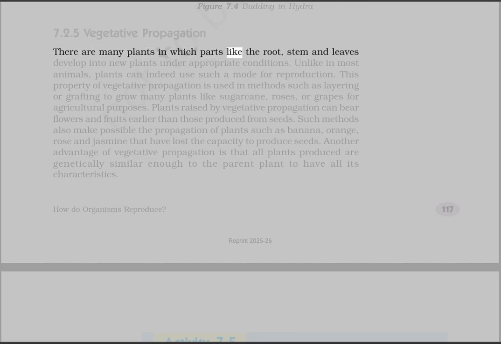There are many plants in which parts like the root, stem and leaves develop into new plants under appropriate conditions. Unlike in most animals, plants can indeed use such a mode for reproduction. This property of vegetative propagation is used in methods such as layering or grafting to grow many plants like sugarcane, roses, or grapes for agricultural purposes.